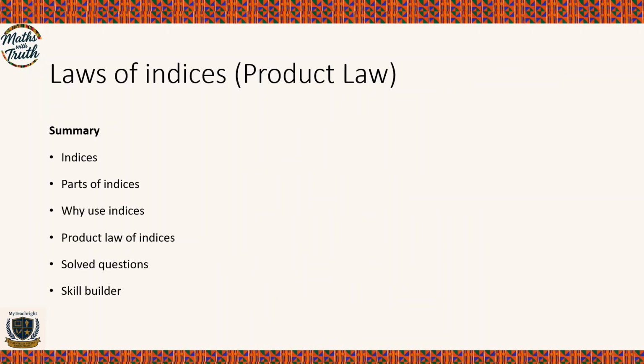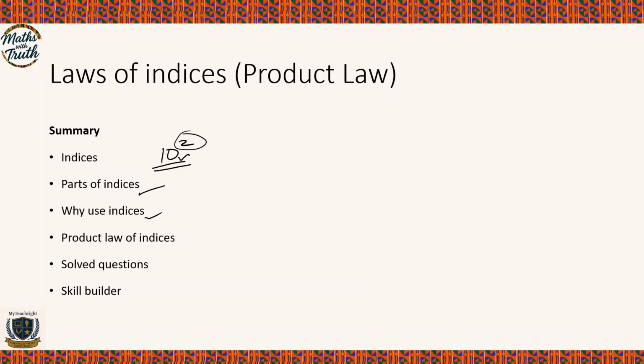Okay, all right. So then, let's summarize. We looked at indices, so those are numbers written in this form where we have the base and then we have the index. And the plural of index is indices. So we have the index or the power or the exponent, and those are the parts of indices. And we looked at why we need indices, as in making calculations simpler, simplifying things, making them neater.